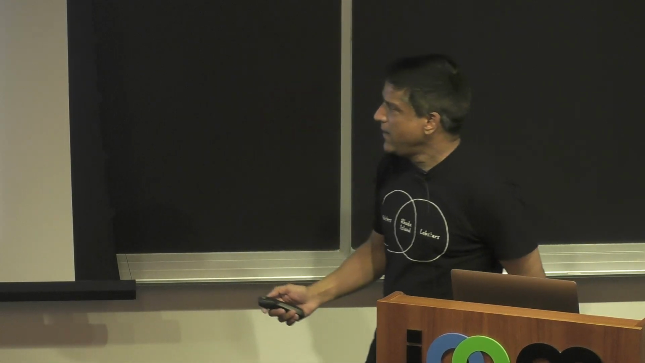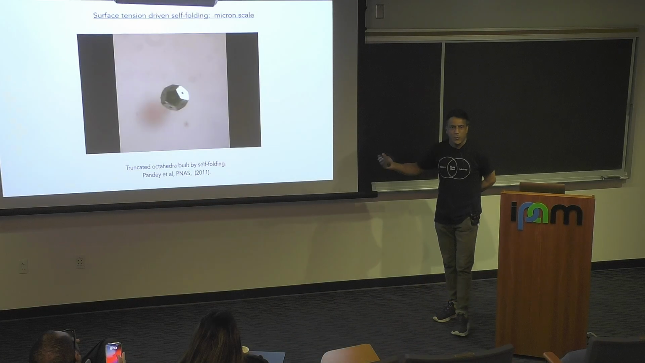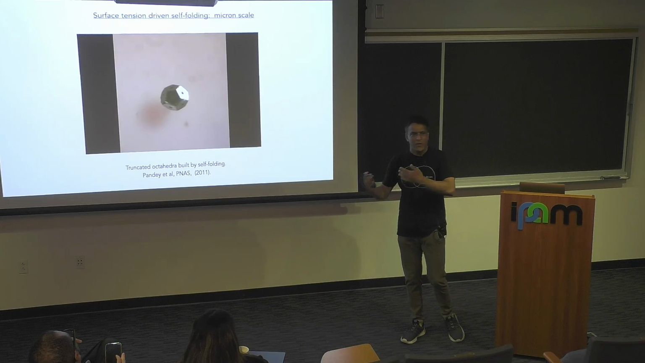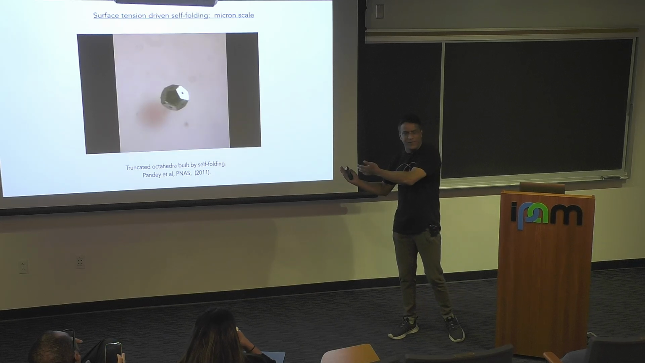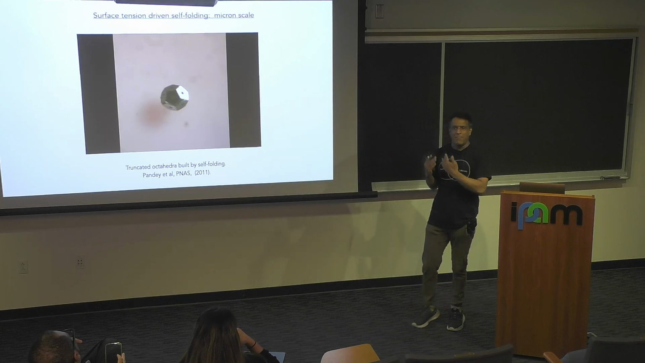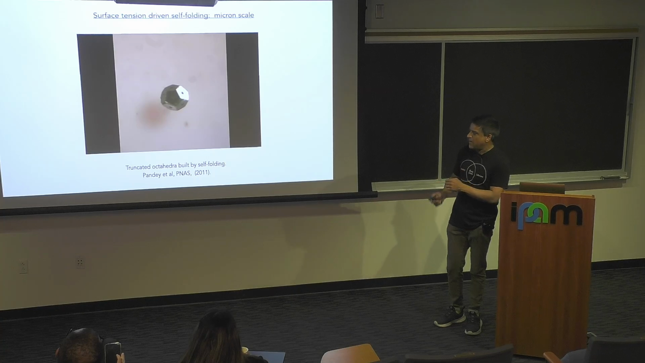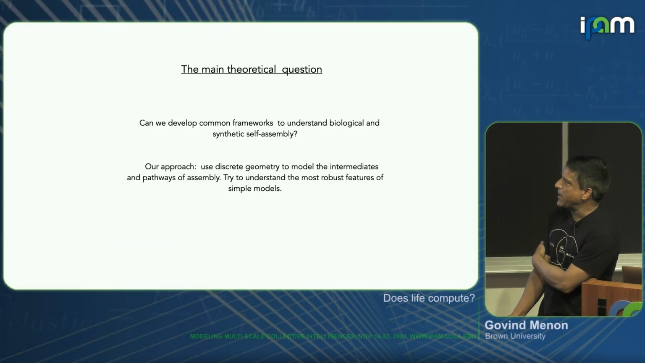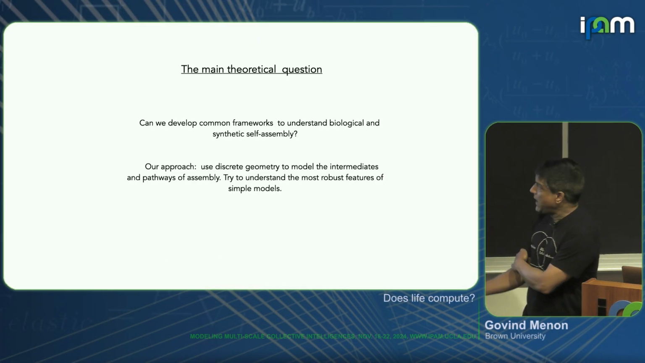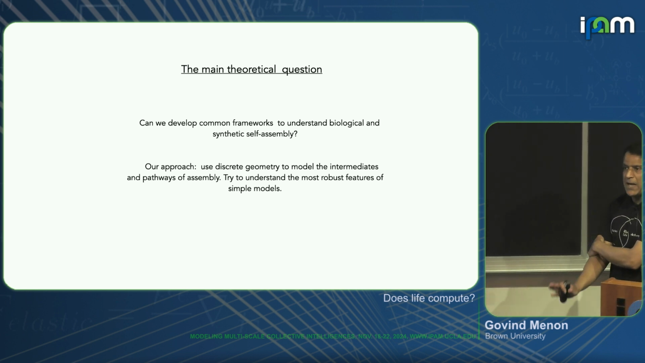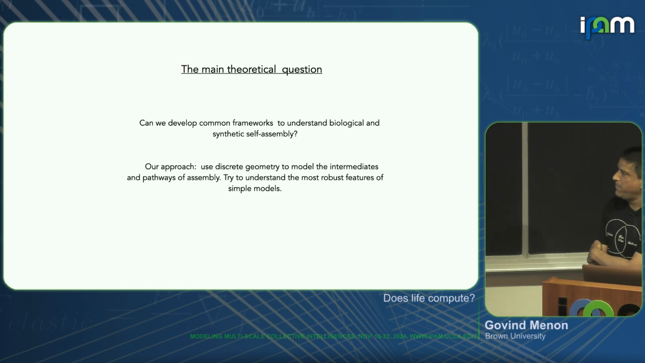Okay? So in a sense, what we did was develop a theory for understanding stuff of this nature, but this was inspired by biological context. So I want to give you a sense of both the biological context as well as the mathematical framework. So that's the question, right? Can we develop common frameworks to understand biological and synthetic self-assembly?